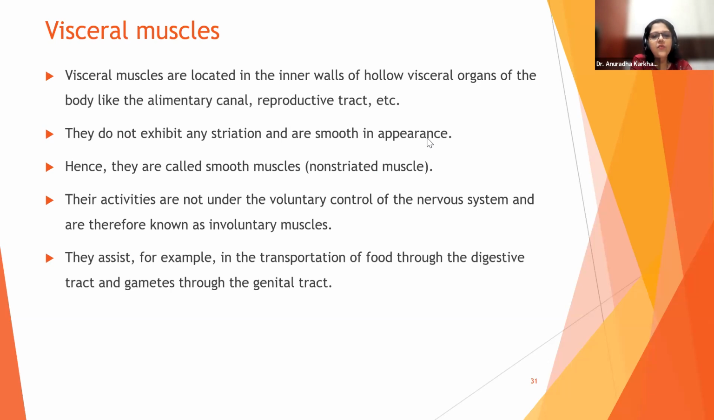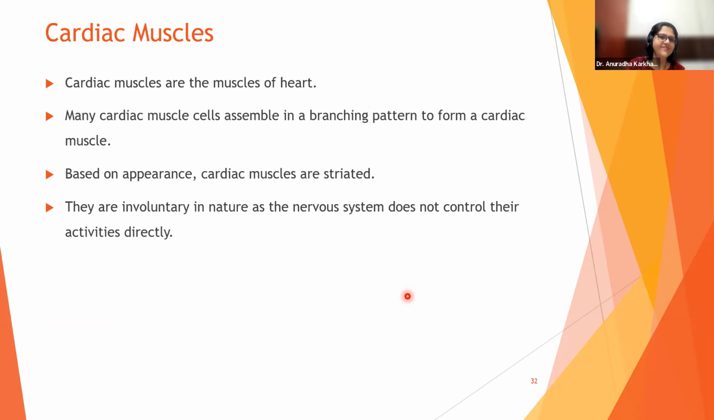Their activities are not under the voluntary control of the nervous system, and therefore they are called as involuntary. They assist, for example, in the transportation of food through the digestive tract, gametes through the genital tract, etc. So these are the internal muscles. So nothing under our control. Okay, and they do not have any specific H zone, A zone, I band, कुछ नहीं है वहाँ. They are single nucleated, one nucleus in one muscle fiber. As simple as that. Okay. Yeah. This is there in your government textbooks, there in your boards.